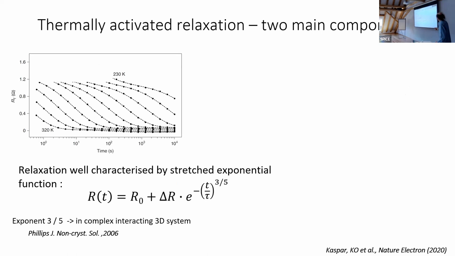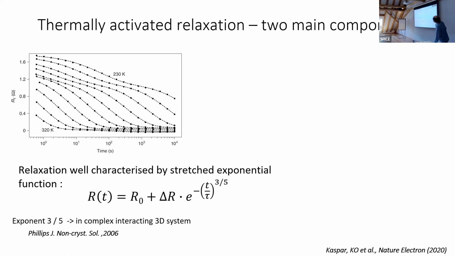I have shown you that the signal relaxes, and the relaxation can be characterized by the stretched exponential function, where we have this exponent in time, which corresponds to a complex 3D interacting system, which makes sense because we have these small domains which are interacting. And when we cool down the system from room temperature down to 230 kelvins, the process gets basically 10,000 times slower. And there is an additional complication, as always. There is another component which appears when we cool down, which is about 1,000 times faster. So we have two components, but they can also be fitted by the same function.